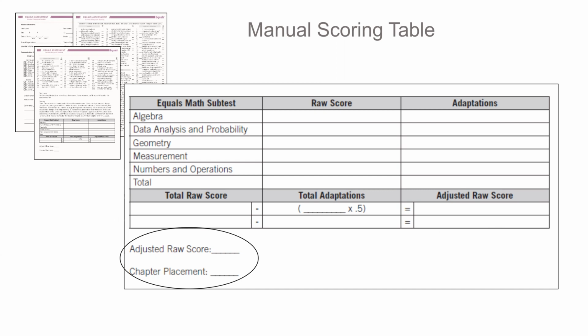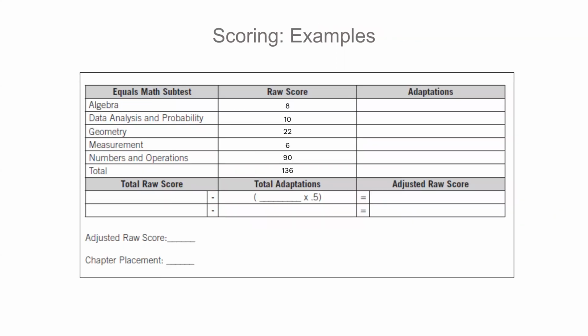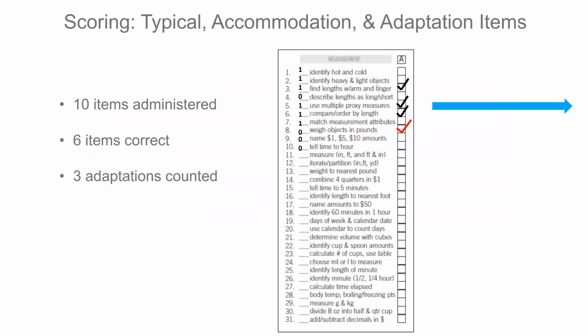Let's look at an example of a completed scoring table. You can find more examples in the introduction pages of either assessment manual. In this example, the student answered 136 items correctly, total. The amount correct for each subtest is recorded and totaled in the bottom row. Here are the scores for the measurement subtest.